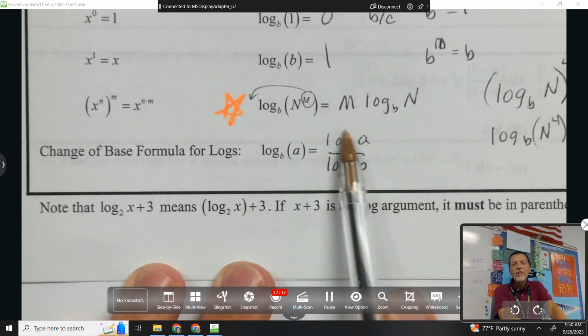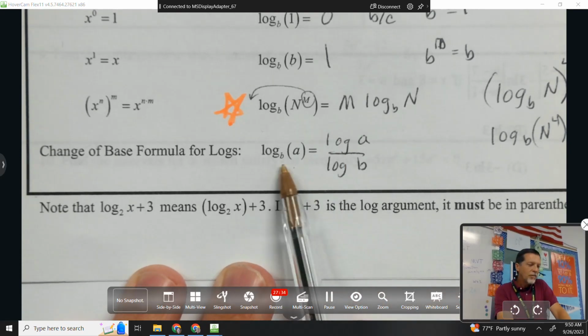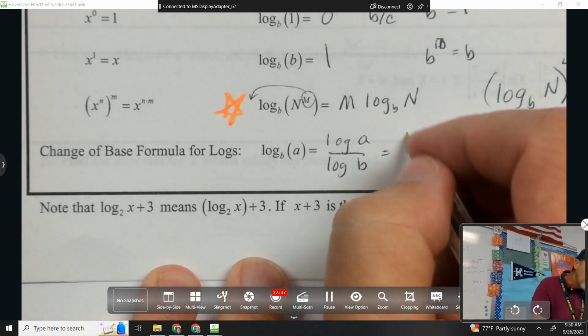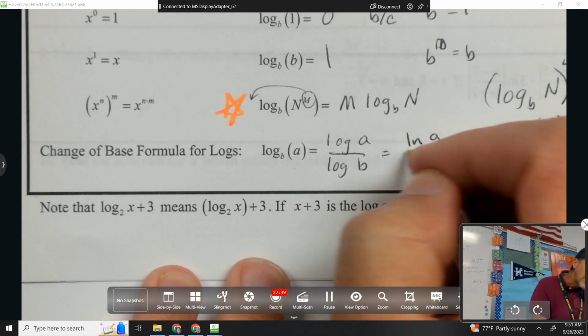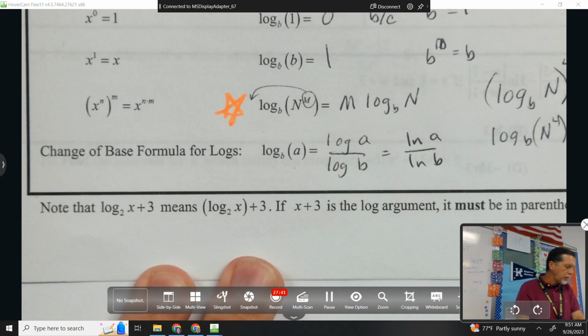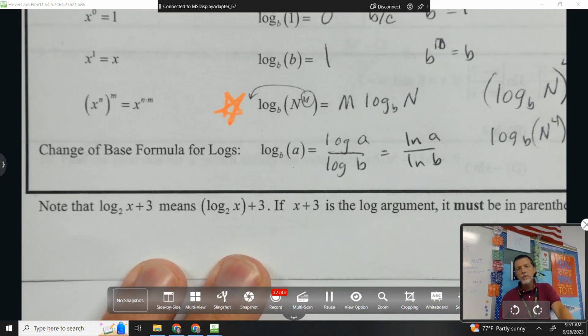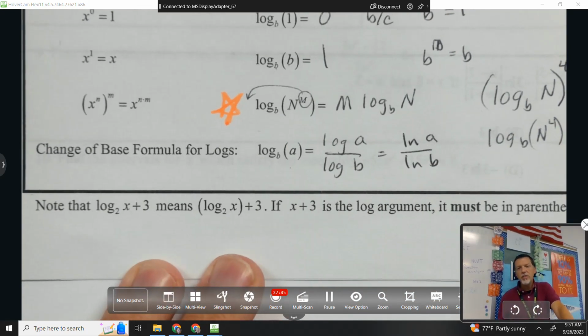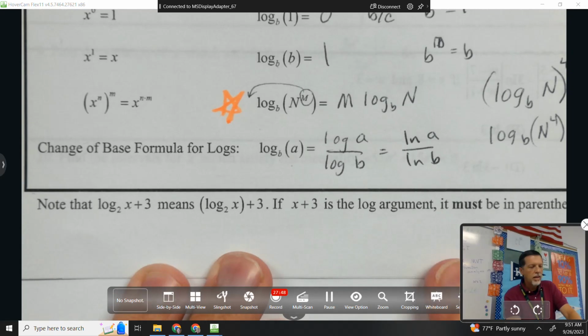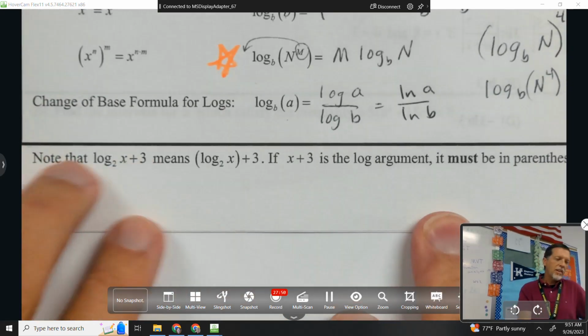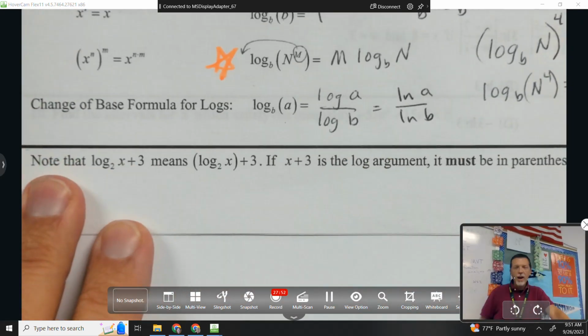So there's a way to change the base from b to 10, or from b to e, natural log a over natural log b. So any base you like, you can change the base. And sometimes that's helpful to make the rest of the computation easy.